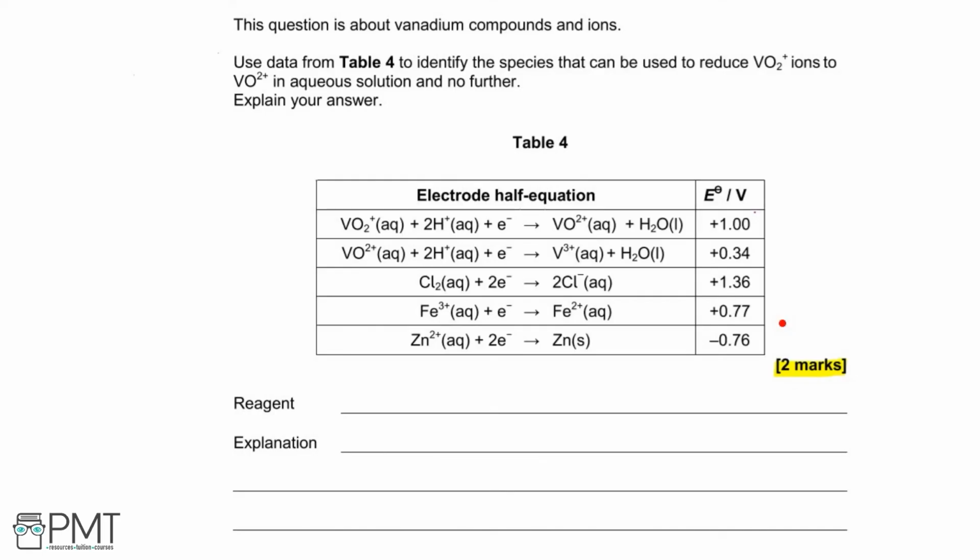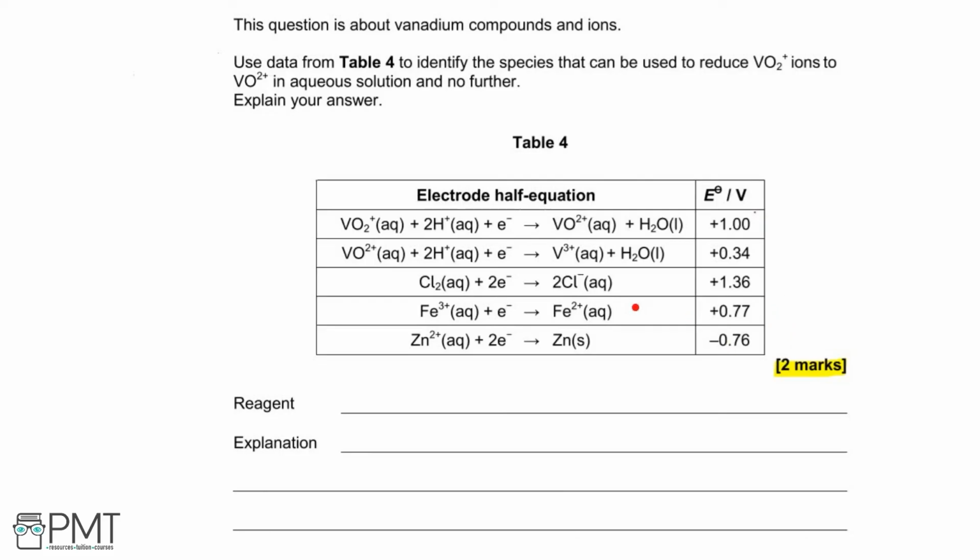What that means is we need something that is able to reduce the VO2+ ions here, but not the VO2+ ions here. So that means we need something which is strong enough to reduce this electrode, but not this one. That means that we need whatever our electrode is to have an electrode potential between this +1 and this +0.34. Now, looking down our list of electrodes in Table 4, we can see that the only one that fits this is the iron electrode here.